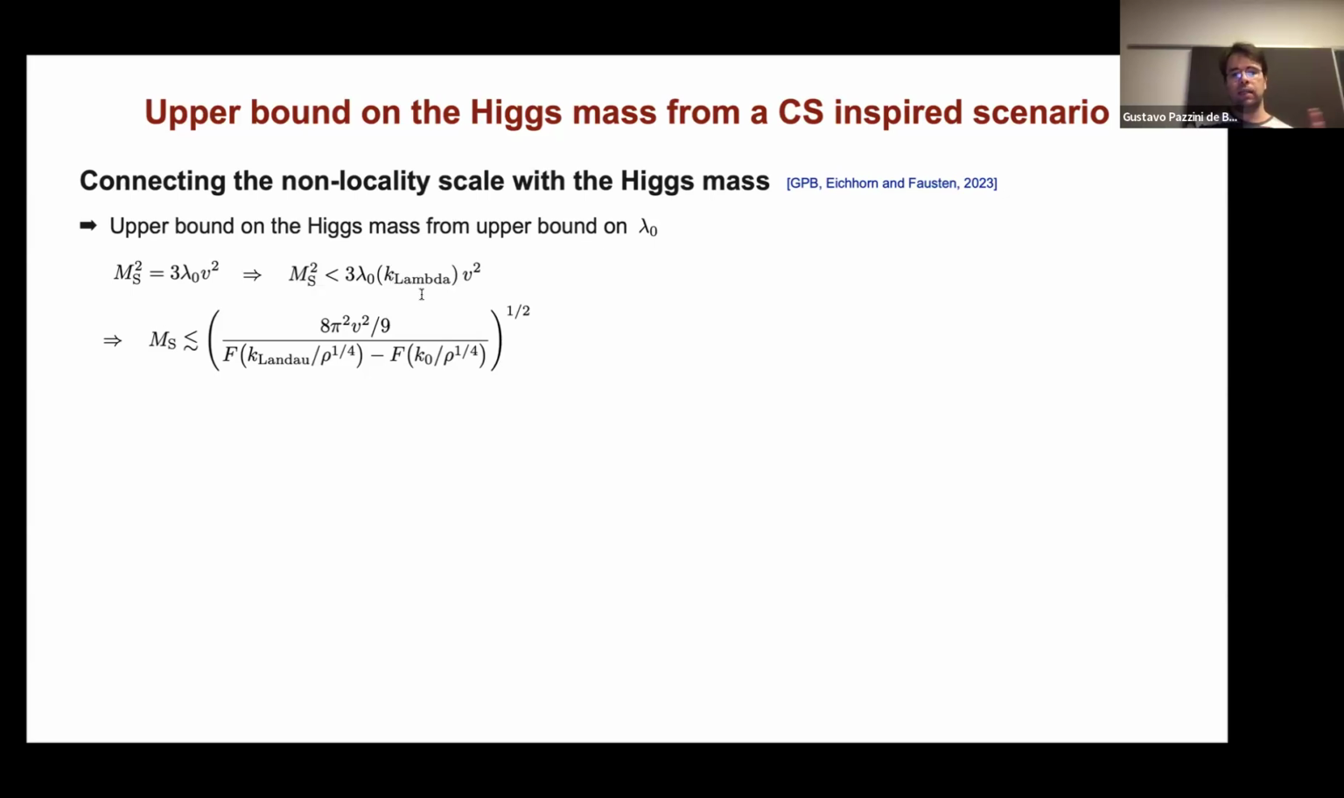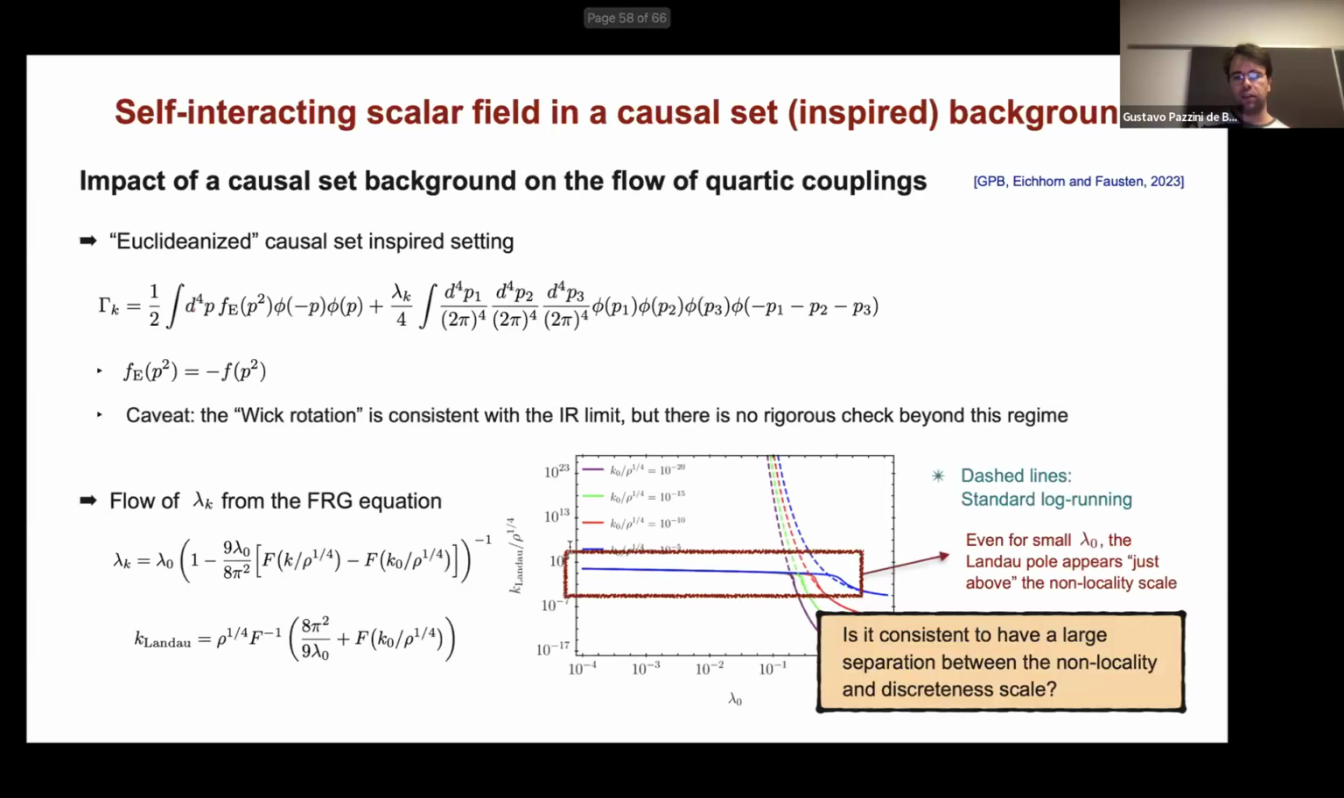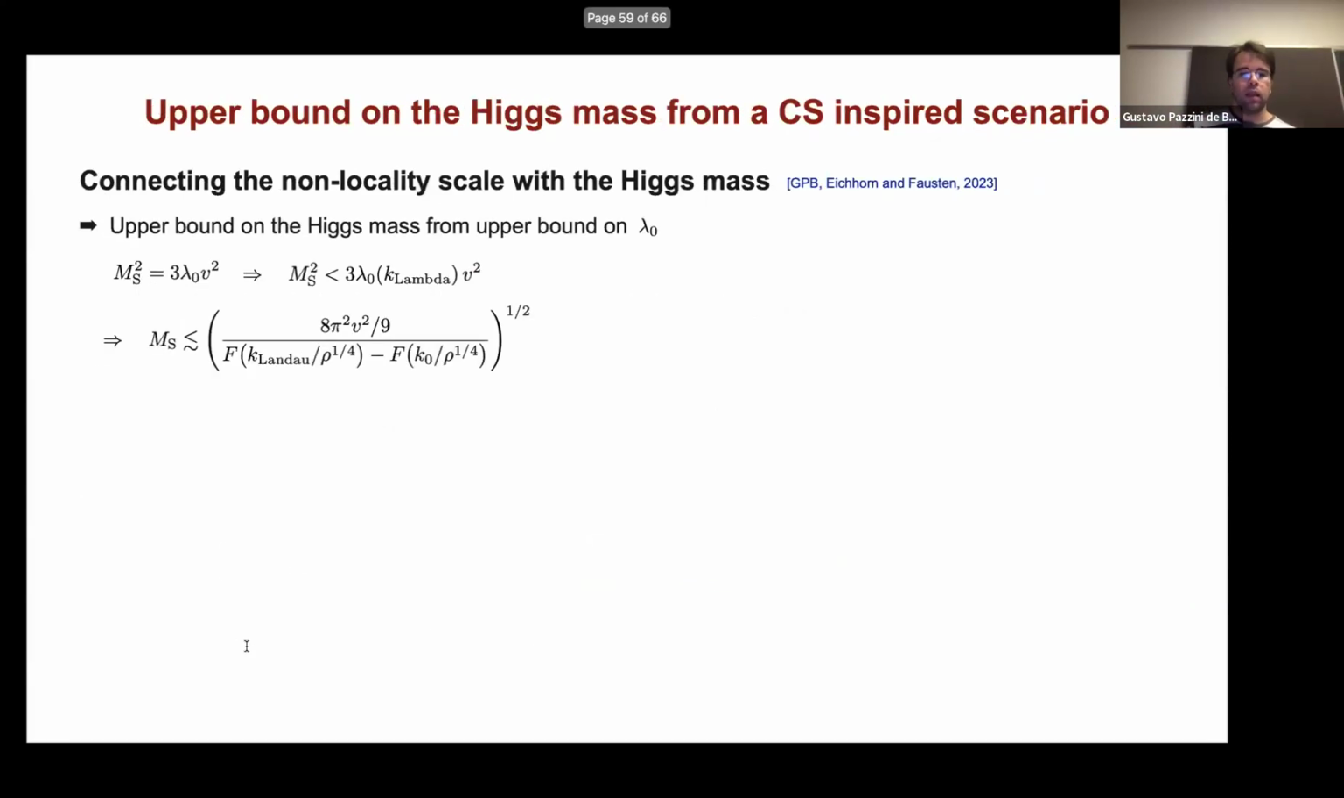And this essentially comes from inverting this expression that we obtain here. And in particular, plugging in the results that we found from the running of lambda, we can infer an upper bound on the scalar mass. In particular, the idea here is that this is an upper bound on the Higgs mass.